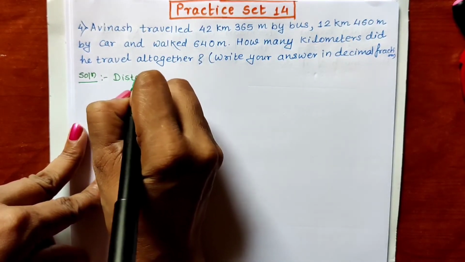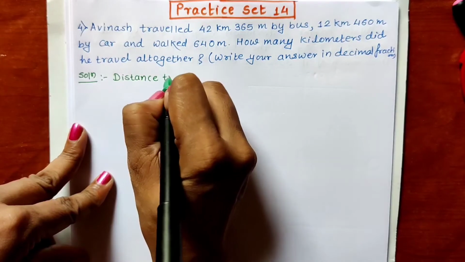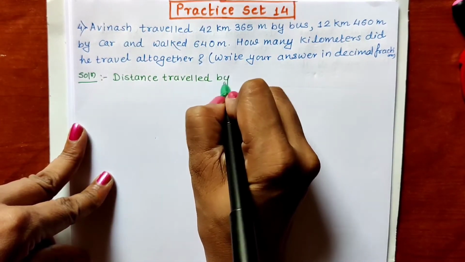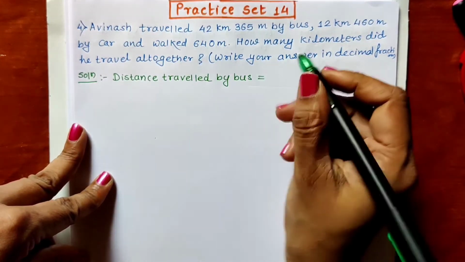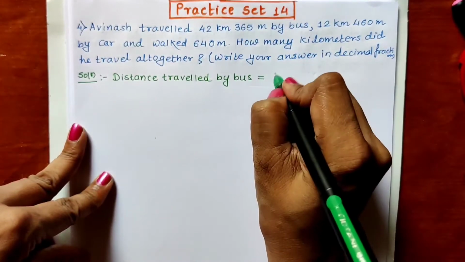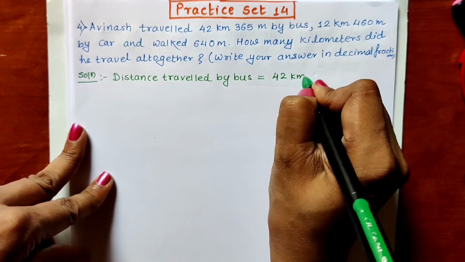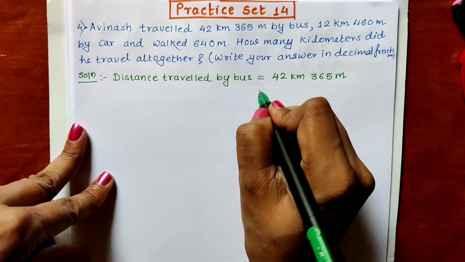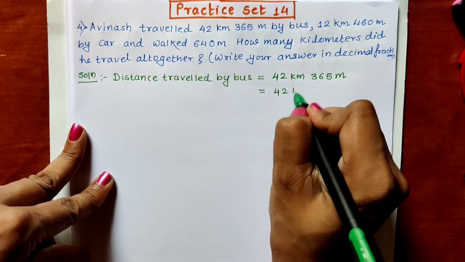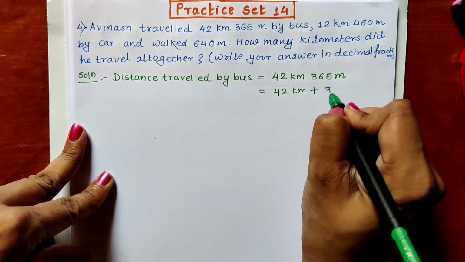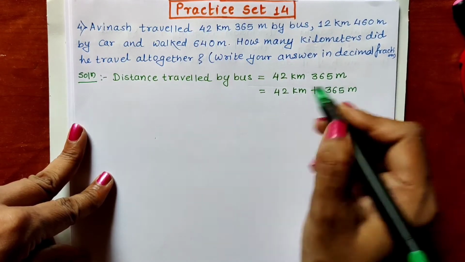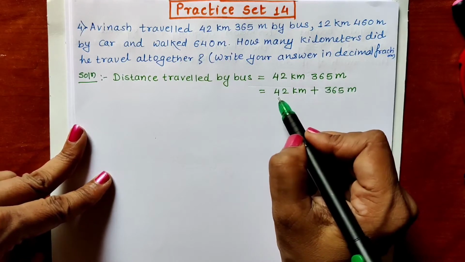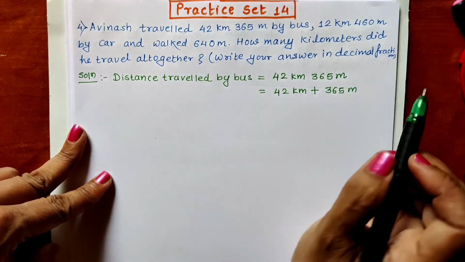Distance travelled by bus is equal to 42 kilometer 365 meter. Now how to convert it into the decimal fraction? It will be 42 kilometer plus 365 meter, correct? The distance is given all together as 42 kilometer 365 meter. That means 42 kilometer plus 365 meter.